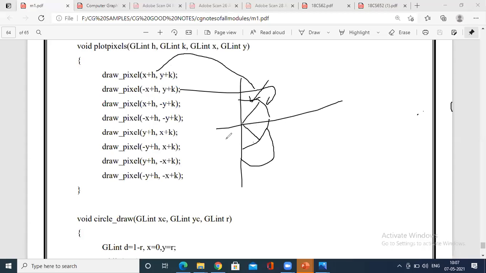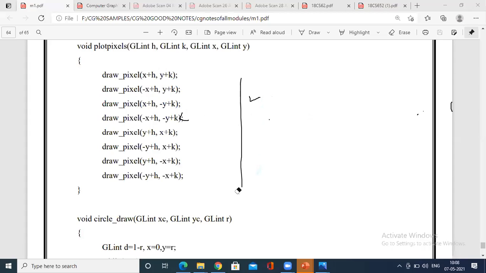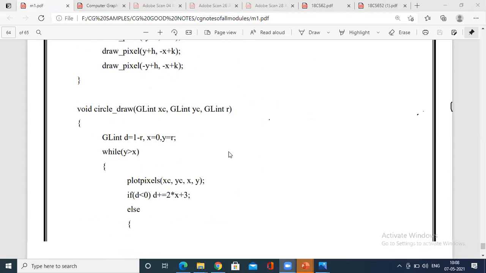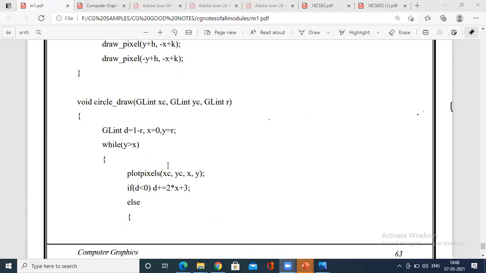So this is a part for this. This is a part for this. Similarly, 8 vectors will be identified. 8 sectors of a circle will be identified to draw this, and use a circle drawing algorithm.